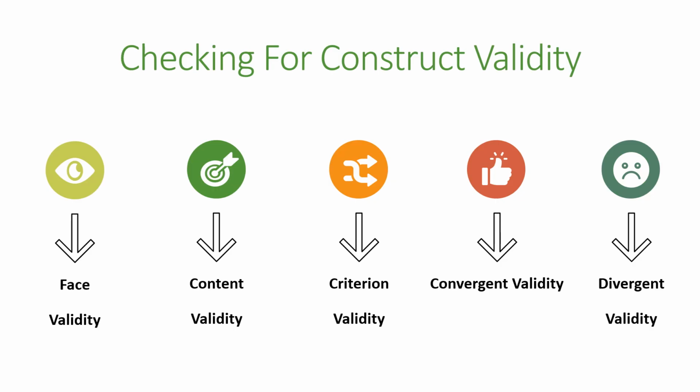And here we are going to look at a lot of subtypes of validity that we can look for. So you see them listed out here, and we'll go through these. There's face validity, content validity, criterion validity, convergent validity, and divergent validity. And so what we're going to do for the rest of this video is go through what these mean and also give you some examples of what it might look like.